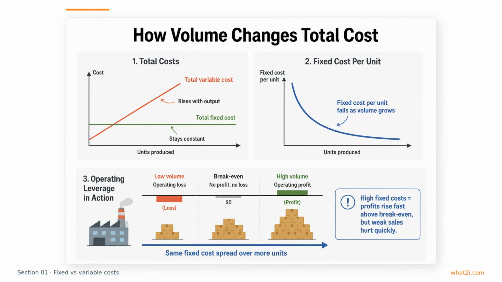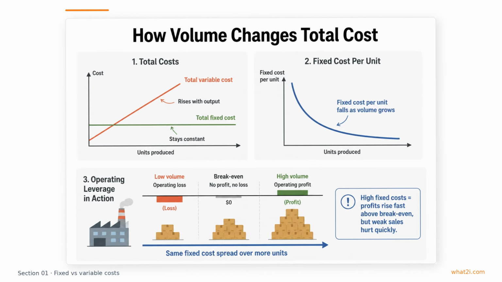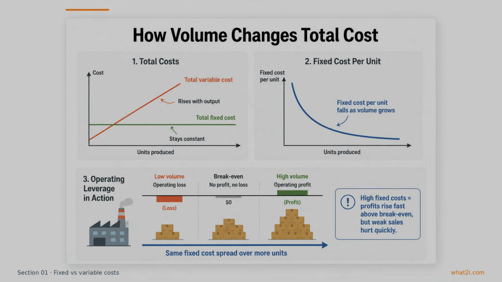Once you separate fixed and variable costs, volume effects become much clearer. Total fixed cost stays flat across a range of output, while total variable cost rises as more units are produced. But fixed cost per unit does not stay flat. It falls as those same fixed dollars are spread over more units. That is a major reason profits can improve quickly once a business gets past break-even. The reverse is also true. When sales are weak, high fixed costs can drag earnings down fast because the company still has to pay them. This is the beginning of operating leverage, which we will build on later in the chapter.